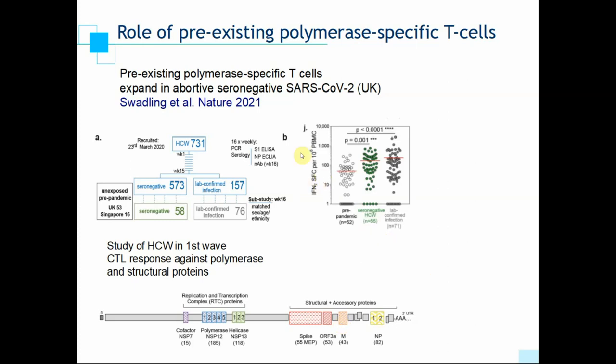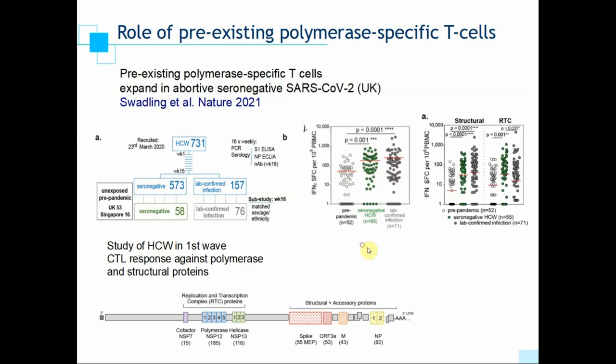So here you've got an interferon gamma ELISpot, showing people sampled before the pandemic, so there's some background in this. But those who have been exposed to the virus but were seronegative have a higher response than the pre-pandemic people, but it's just the same as what was observed in the healthcare workers with a lab-confirmed infection. So these people have been exposed to the virus and they've got CTL.